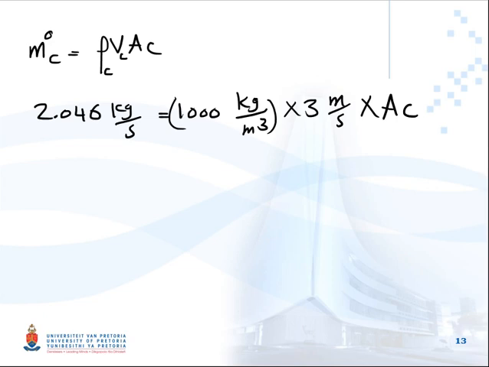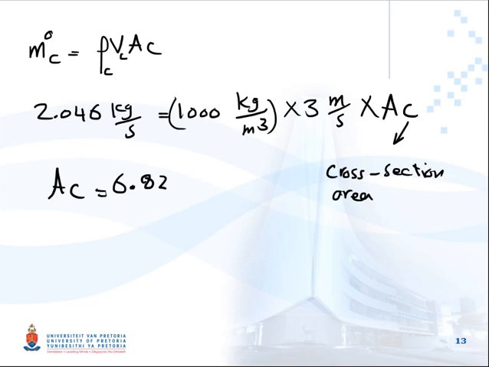But what is AC? AC is the total cross section area. So C means cross section area. Okay, so the cross section area we can calculate, and it will be equal to 6.82 × 10 to the power of -4 square meter. So now how are we going to find AS?